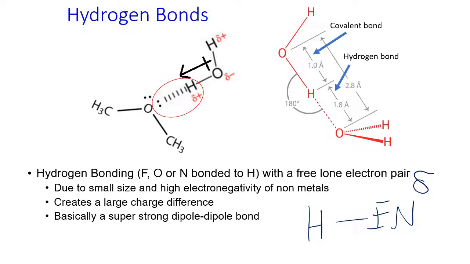Okay, so this is going to be very strongly negative, and this is going to be very strongly positive because of the high electronegativity, pulling electrons towards the electronegative atom. It's essentially a super strong dipole-dipole bond, which you can see here. Okay, so a covalent bond, by definition, is about 2.8 angstroms. Here we have the hydrogen bond being 1.8 angstroms, quite close.